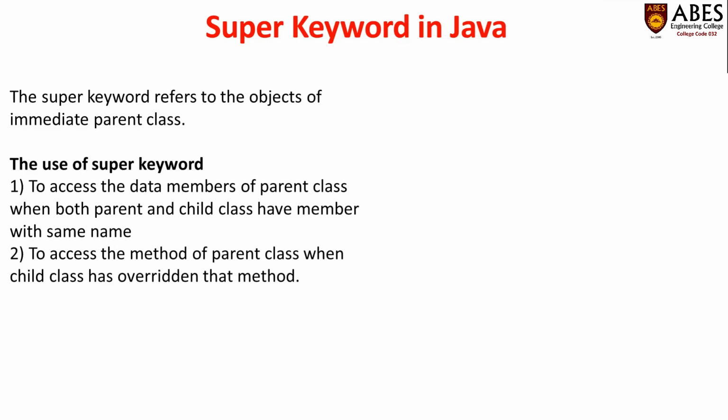Second is to access the method of a parent class when child class has overridden that method. It means that if the parent class and child class both are having the same method name, then to access the method of a parent class, we need to use the super keyword, because without using the super keyword, we are not able to access the method of a parent class as child class has overridden that method. I'm going to explain these two uses of super keyword with the help of basic examples. So let's get started.